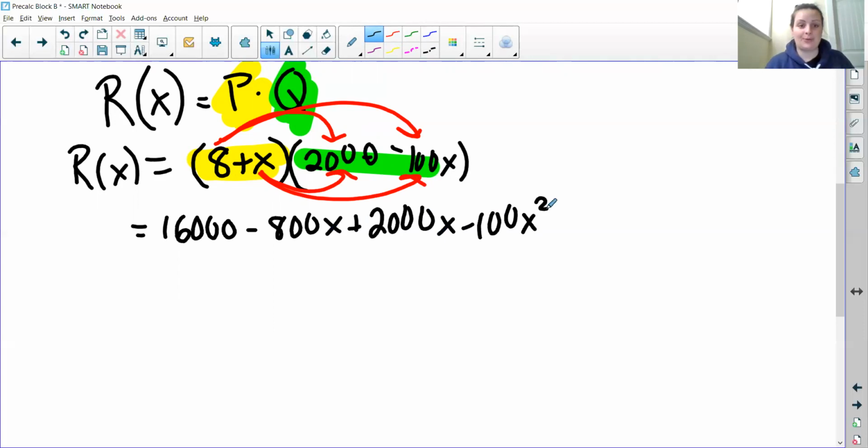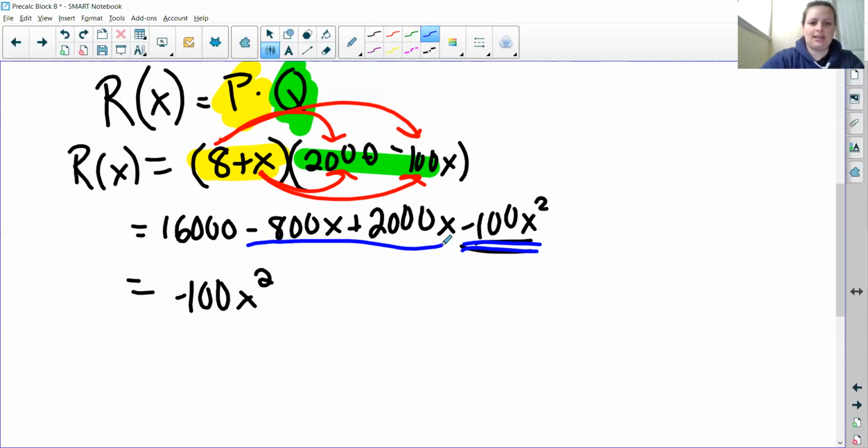I'm now going to rearrange and group like terms. So this negative 100x squared is going to be written first, because we always go in descending degrees if possible. All right.